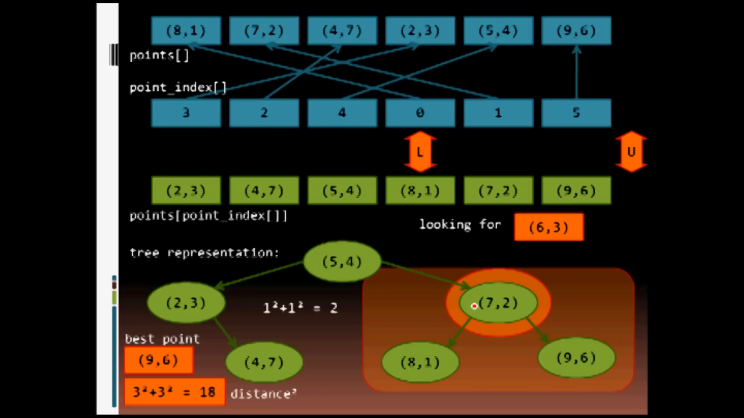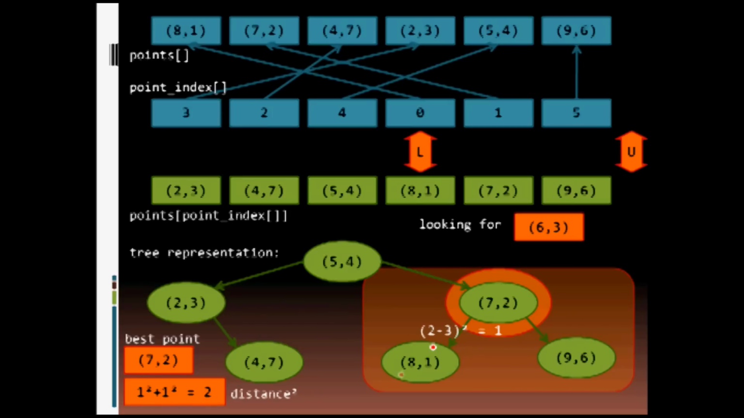Now we check, this is part 2, is 7, 2 closer to 6, 3 than our current best 9, 6 is? 7, 2 has a distance of 1 squared plus 1 squared, which is distance squared of 2. That is much better than our distance squared of 18, so 7, 2 becomes our new best point.